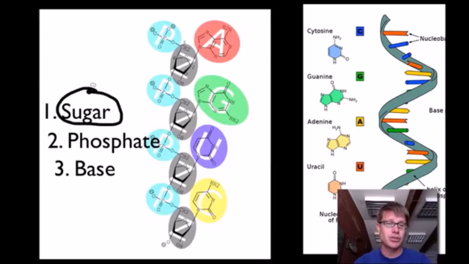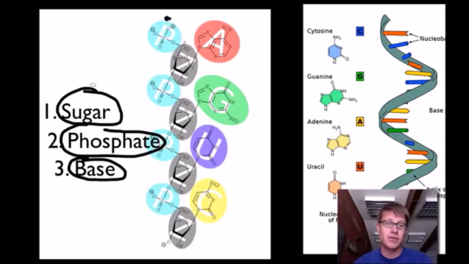Both of them have a sugar. In RNA, that sugar is going to be ribose sugar. In DNA, it's going to be deoxyribose sugar. They then have a phosphate group, and then they have bases on the inside. And so if we look at this, this is the RNA right here.